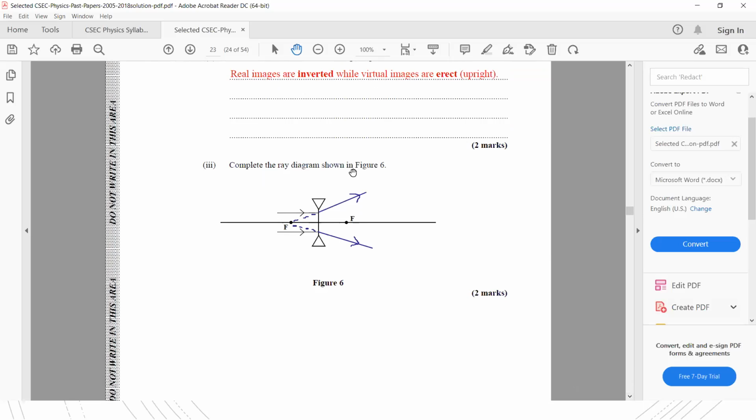Complete the ray diagram shown in figure 6. So we have this symbol, which means that it's a diverging lens. And a diverging lens is going to spread the rays away from each other. Now they are going to appear that they are coming from this point, which is the focal point or the principal focus.